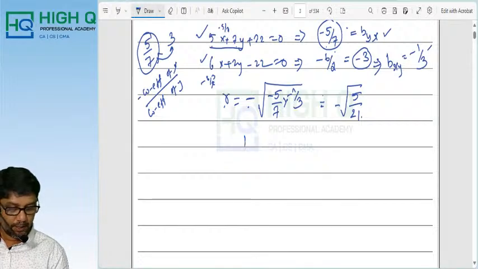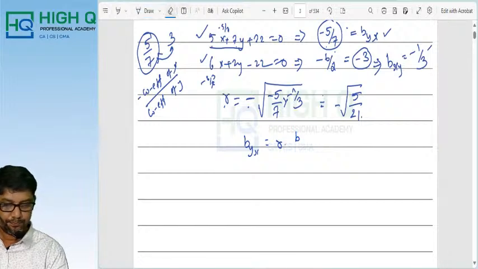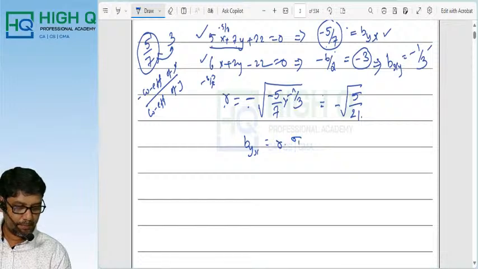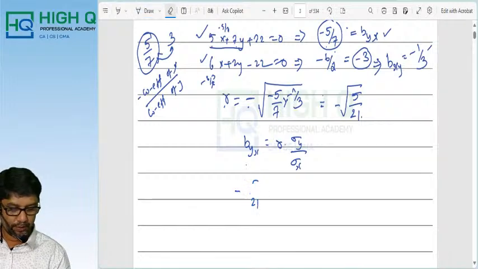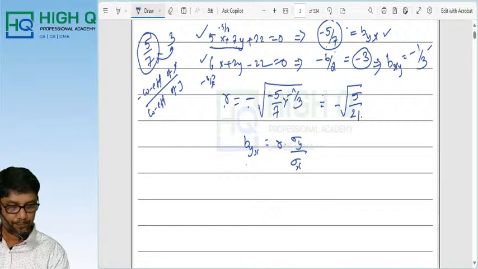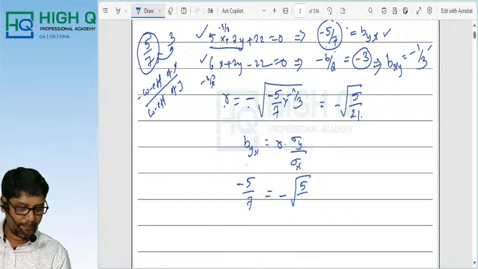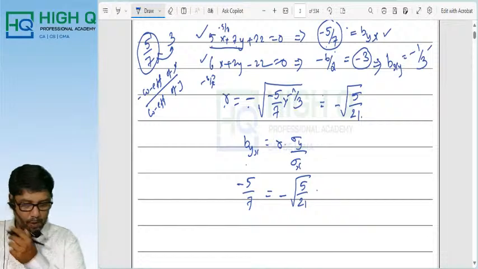There is a formula. bYX is equal to r into sigma y by sigma x. What is bYX? Minus 5 by 7 is equal to, what is r? Minus root 5 by 21. What is sigma y? Look at this.